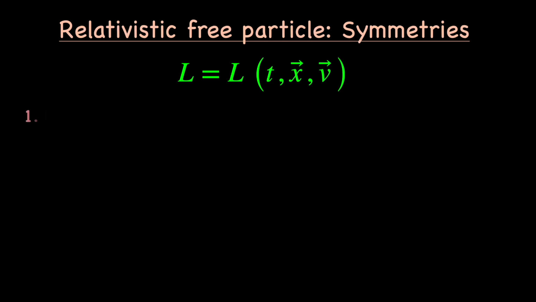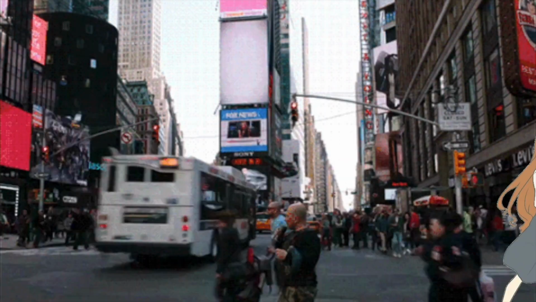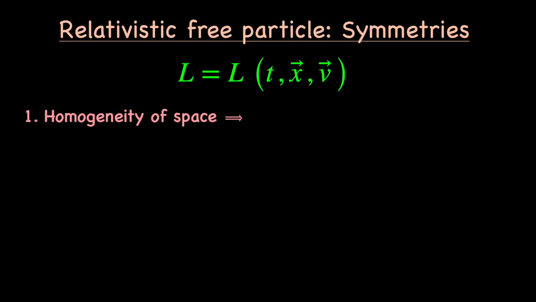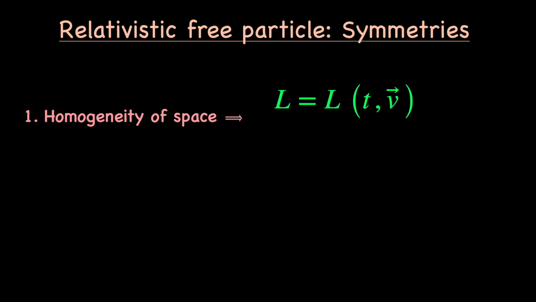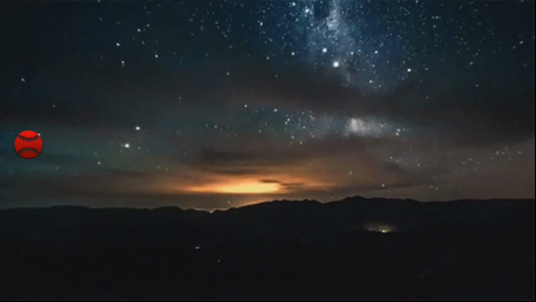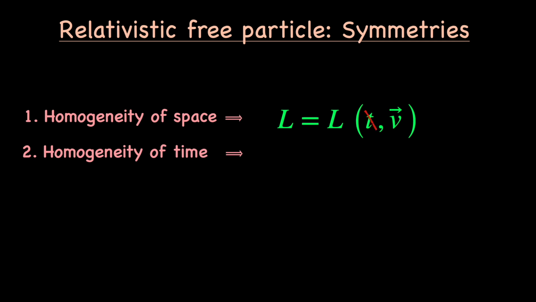The first symmetry is homogeneity of space, meaning to the particle every location feels the same. It can be in New York City or New Delhi or somewhere in the Andromeda galaxy, and its Lagrangian will be unaffected by its location. Basically, it will not depend on space coordinates. The second symmetry is the homogeneity of time. The free particle is free at all times, so no explicit time dependence in the Lagrangian.